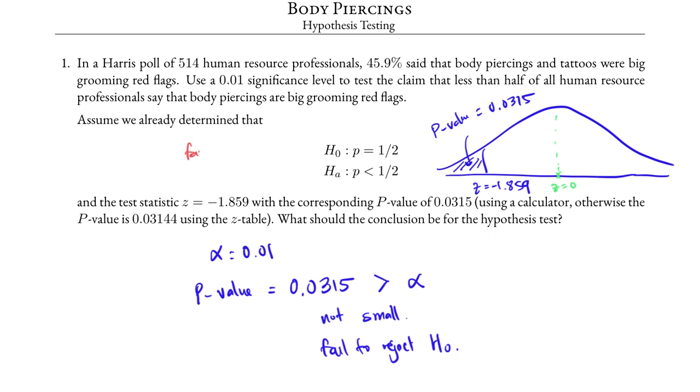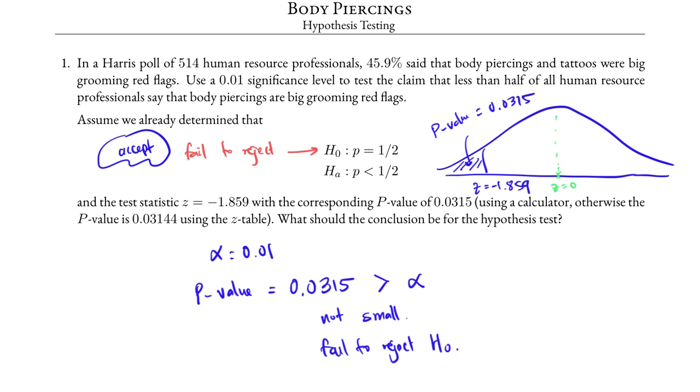Now, we fail to reject the null hypothesis, meaning we do not reject it. And what do we do when we do not reject it? We would informally accept it. And again, we do not say that we accept the null hypothesis, but informally that's what it is. So in this case, we fail to reject the null hypothesis, meaning we are going to have to accept it.